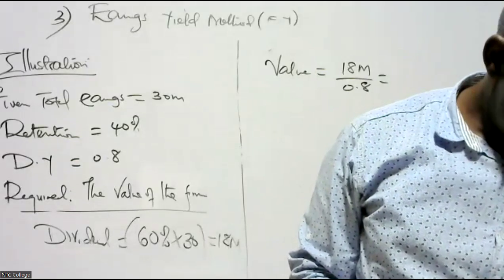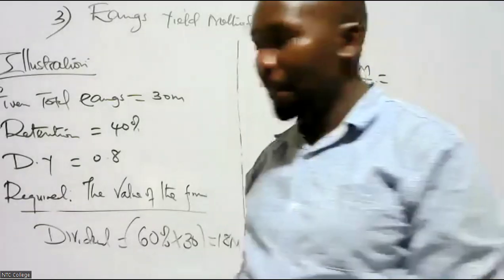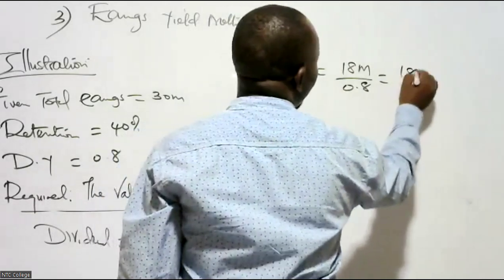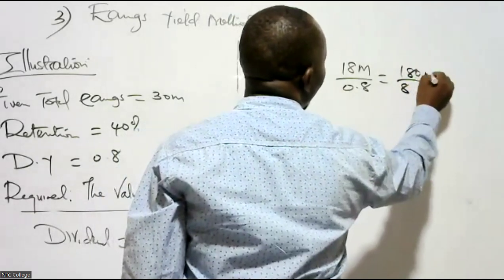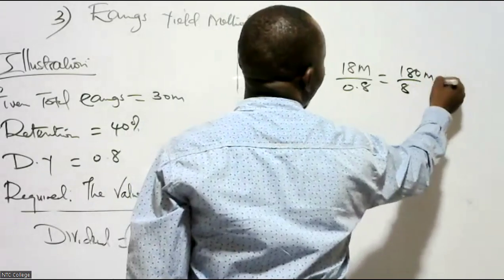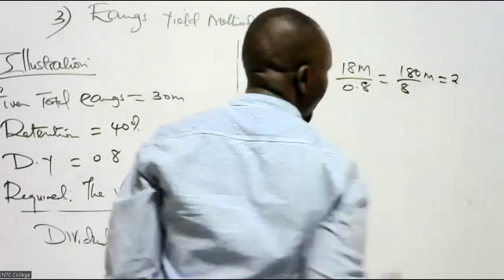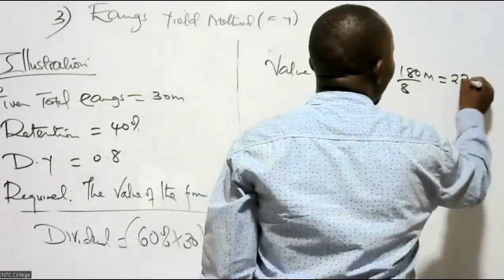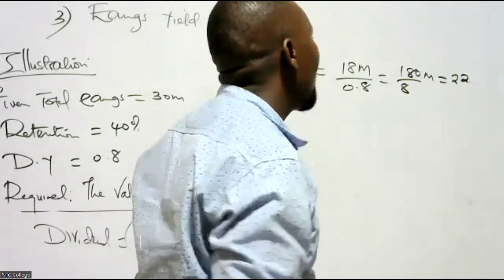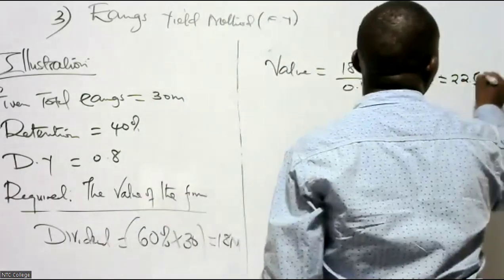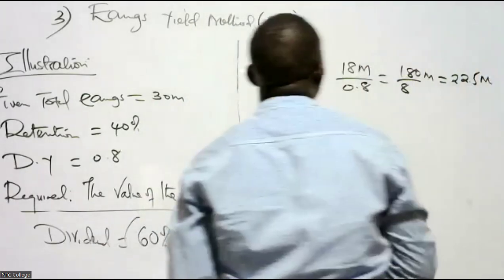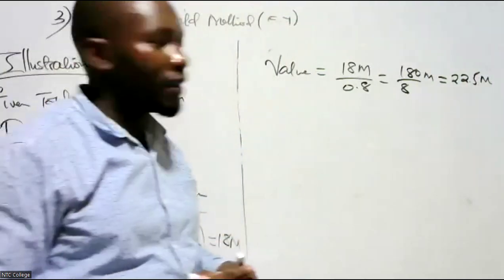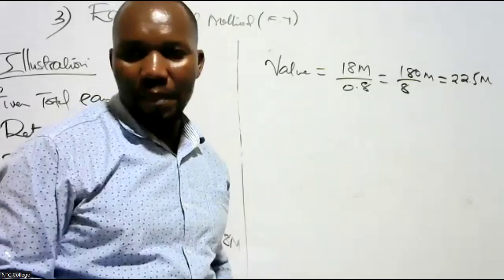This one is the same as 180 still, all over 8. So this one goes here, 2 to 16. Balance is 20, still 20 again, 2. Balance is 4. So it is 5M. The value of the company is 22.5M.